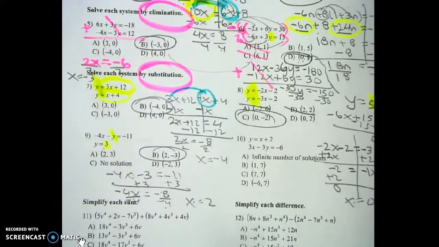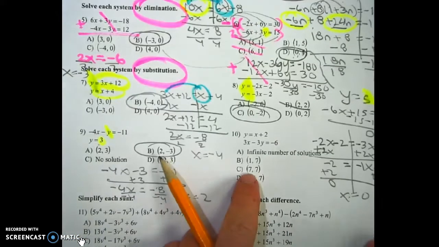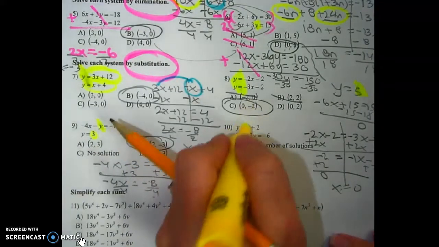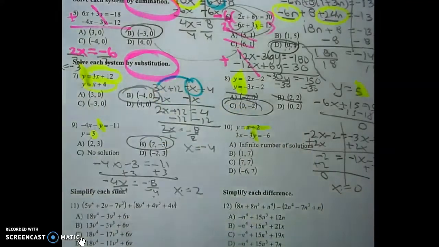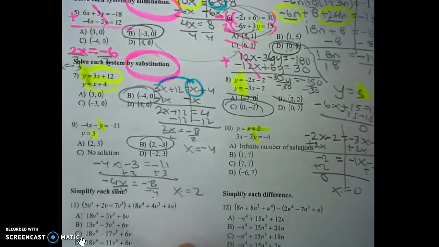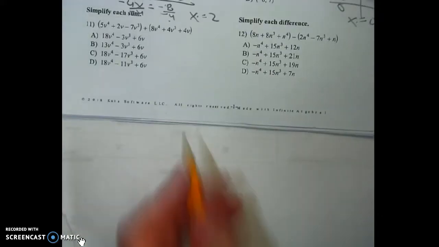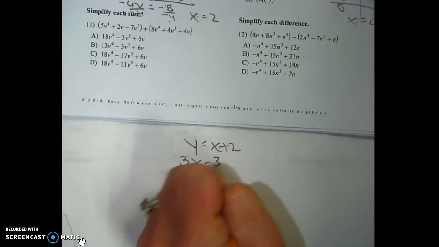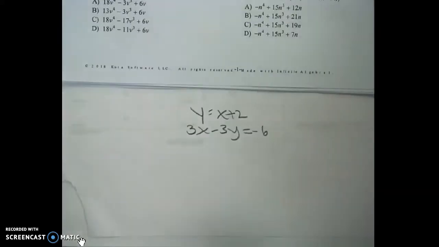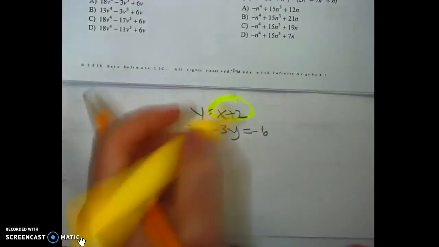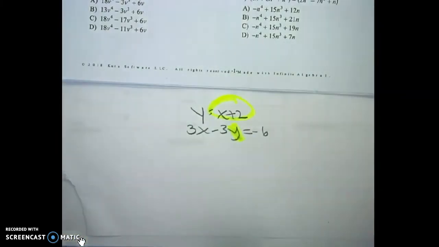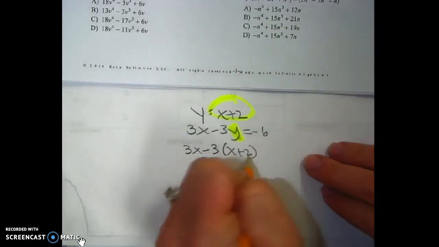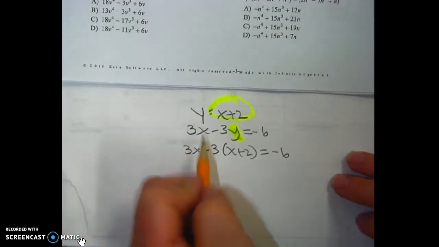B. Okay. This is the most difficult one for you guys. So this is when you're going to have to take all of this, and it goes in for there. So I'm going to have to do that one on a separate piece of paper. So I'll show that. The problem is y equals x plus 2, and 3x minus 3y equals negative 6. So you took this, and it went in for y. So you're going to go 3x minus 3, x plus 2 equals negative 6.